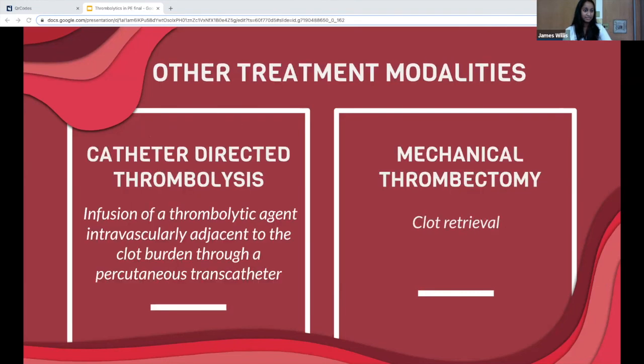Other treatment modalities that you would want to look at, especially in those patients that you think have a higher bleeding risk when you're considering using thrombolytics, are catheter-directed thrombolysis and mechanical thrombectomy. In terms of both of these methods, there are not as many studies supporting decreasing mortality using these options, but I think it's something to consider. In catheter-directed thrombolysis, you infuse a thrombolytic agent near the clot to help break up the clot, and mechanical thrombectomy would be essentially clot retrieval. That's about it.